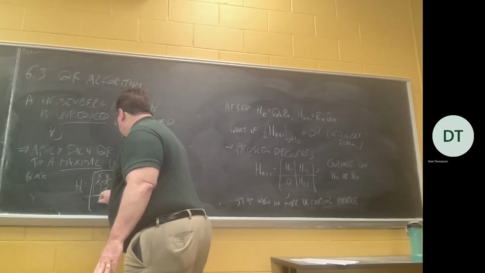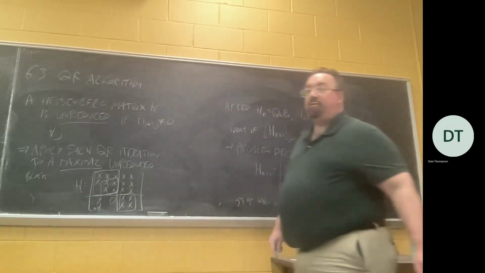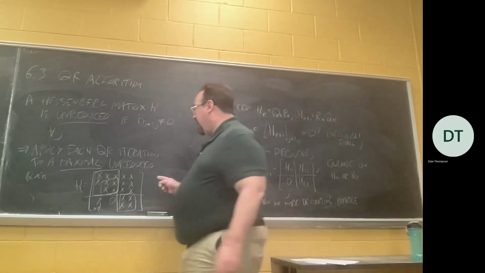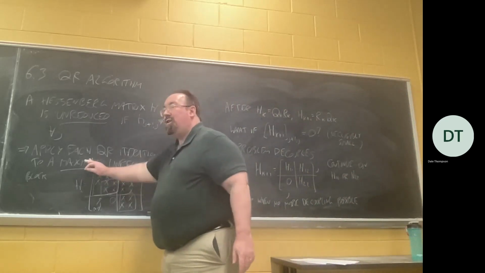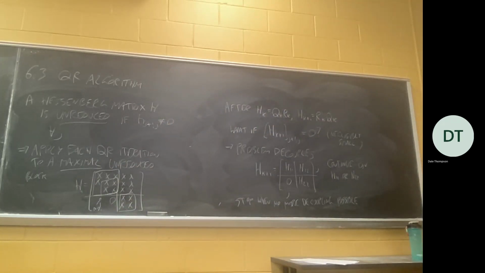But this one, no, that is an unreduced Hessenberg matrix technically, but it is not a maximal unreduced block because this entry to the left of it is not 0. You have to go further. Otherwise, the eigenvalues aren't separated in that case.